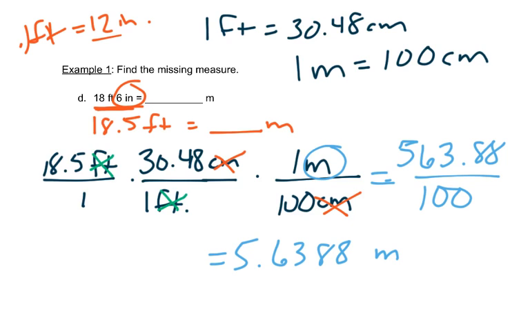But let's look at our significant digits. We had 3 significant digits here at the beginning, the 1, the 8, and the 6. So we want 3 significant digits here. The 8 after the 3 tells us that 3 needs to go up. So we'll call it 5.64 meters.